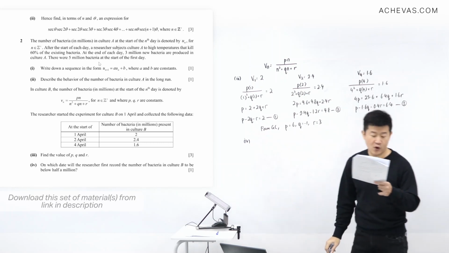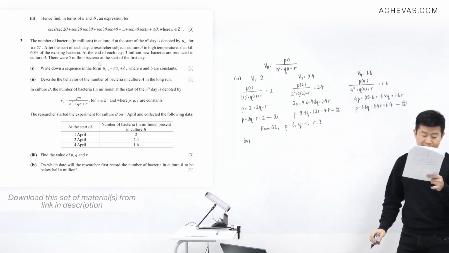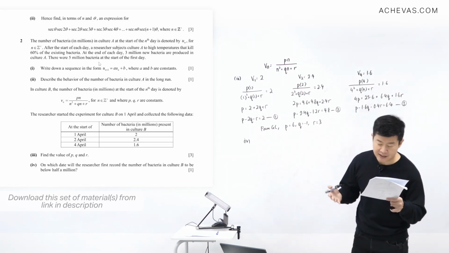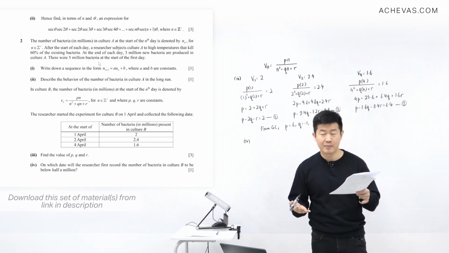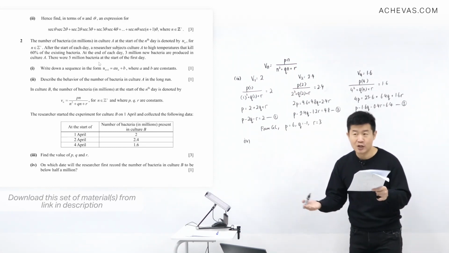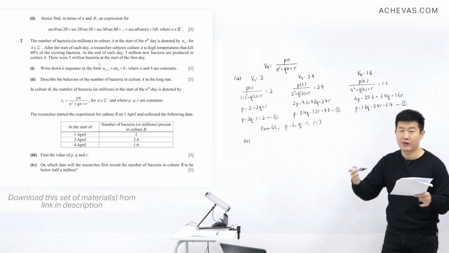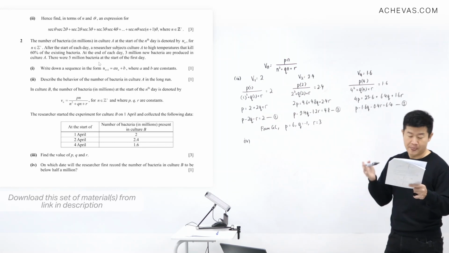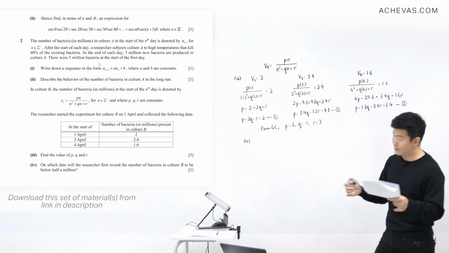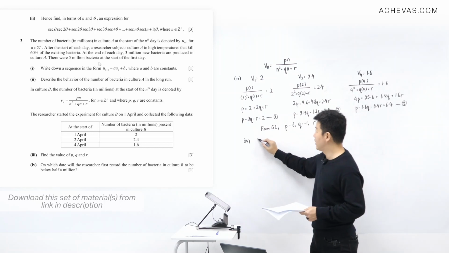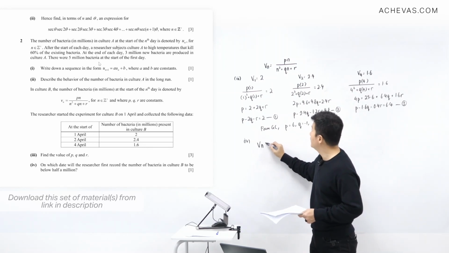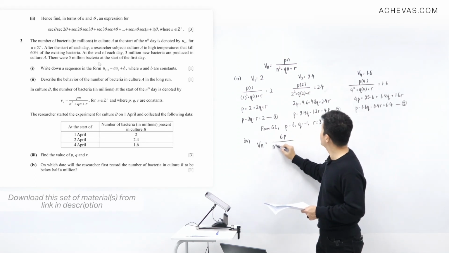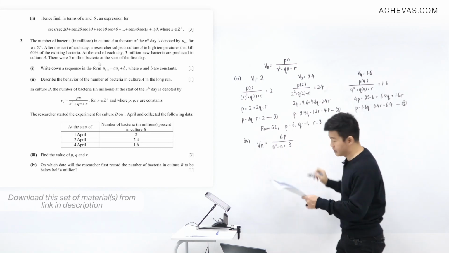And in part 4 of the question, we are supposed to state the date when the researcher is going to be recording the number of bacteria in culture B to be below 500,000, which means that we are expecting Vn to fall below 0.5, since Vn is in terms of million. For the PQR that we have found, we can now rewrite Vn. Vn is going to be equal to 6n over n squared minus n plus 3.